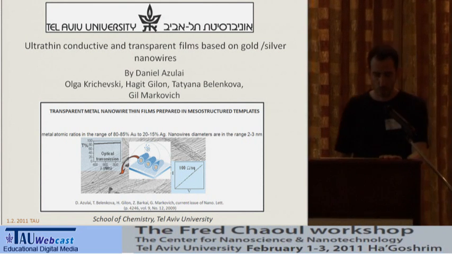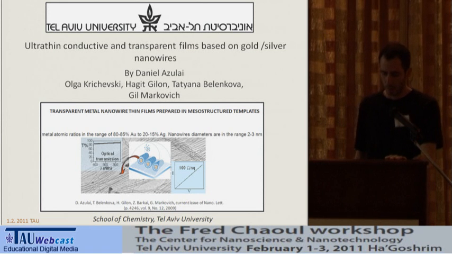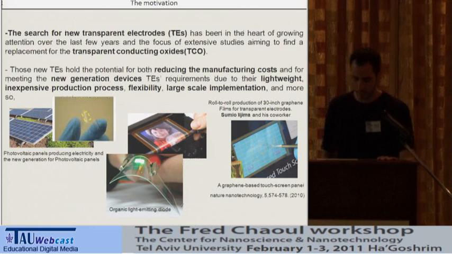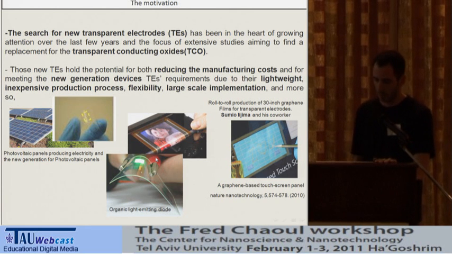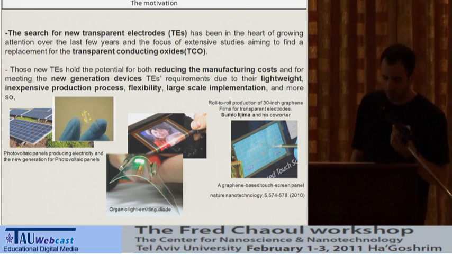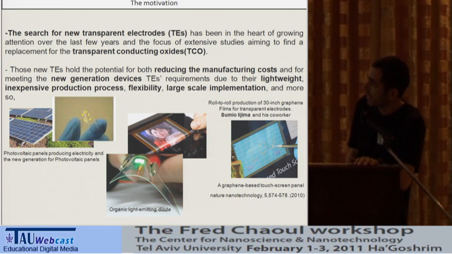My poster is focused on ultra-thin conductive and transparent film. Our technique is based on gold and silver nanowires. Two routine requirements that we always have from such film are high optical transmission in addition to high electrical conductivity. The new generation of optoelectronic devices like photovoltaic cells and OLED increase the requirement for transparent conductive electrodes with new strict needs. For example, there must be flexibility and mass producibility.